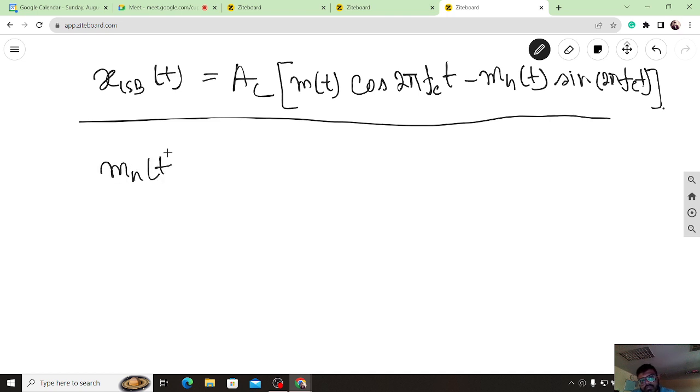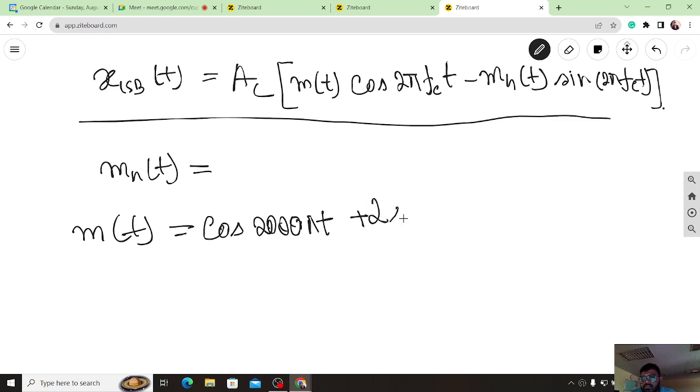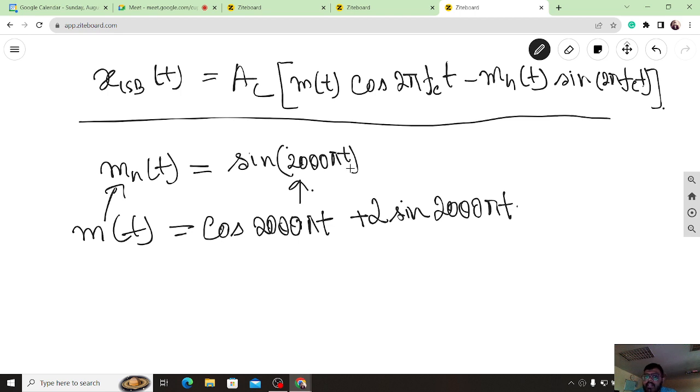Now the Hilbert transform of the signal is, so let me write what is MT. MT is cos 2000 pi t plus 2 sine 2000 pi t. So from this, the Hilbert transform of this signal can be written as phase shift of minus pi by 2. This is 2000 pi t, 2 cos 2000 pi t.